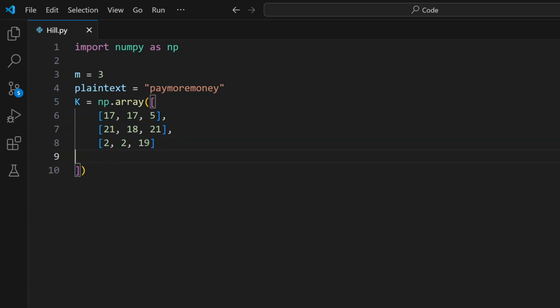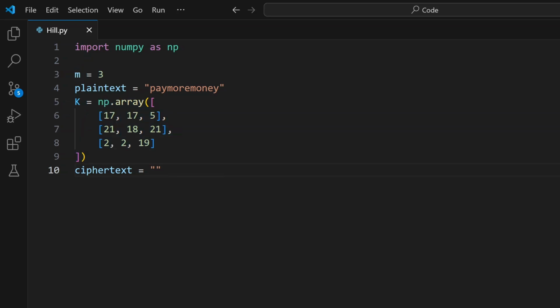Okay. Then moving on to the ciphertext, which is currently an empty string. We haven't started the encryption process. And before we get to that, we want to make sure that this plain text is divisible by m. So that's the general case. In this case, it is, but we don't want to assume that our plain text will always be divisible by m. And it has to be divisible by m because we want m columns to be multiplied by this.